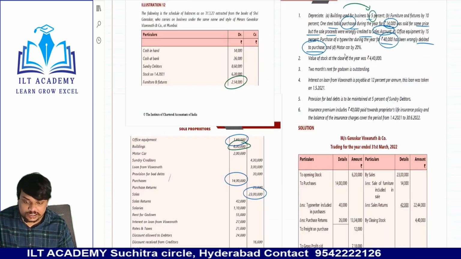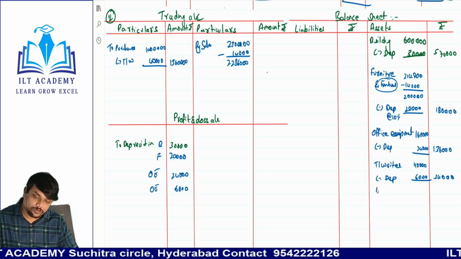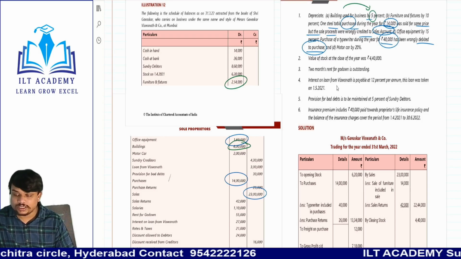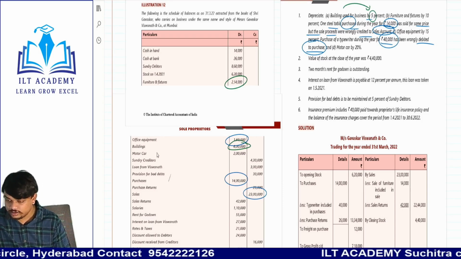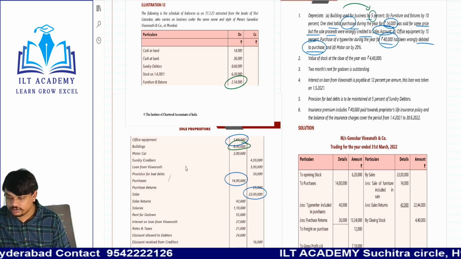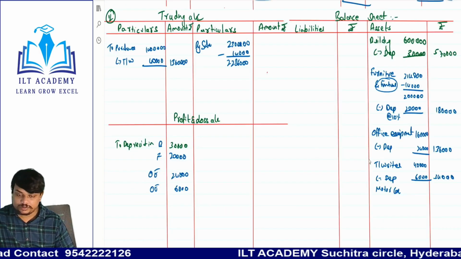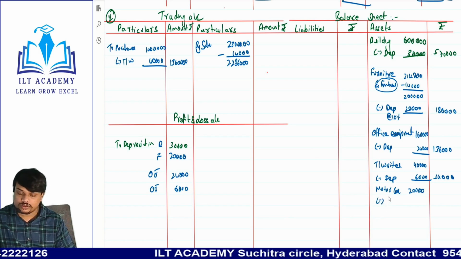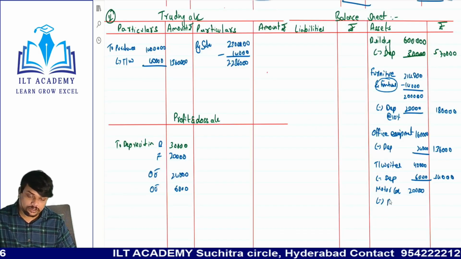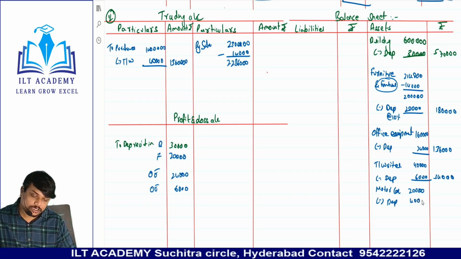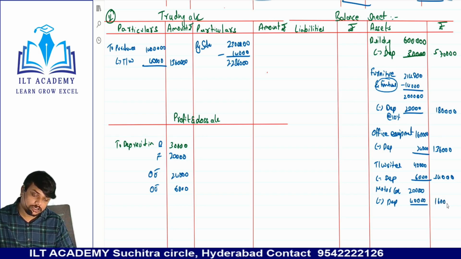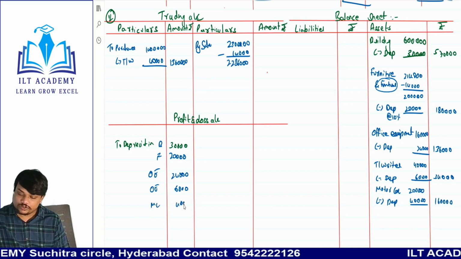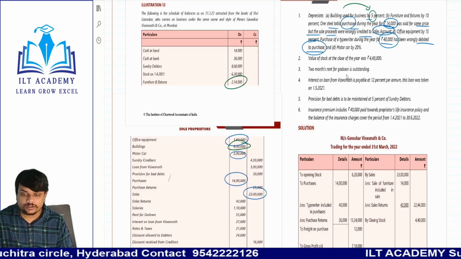After office equipment, what is there? Motor car at 20%. Motor car is 2 lakhs. Depreciation at 20% is 40,000, leaving 1,60,000. This motor car depreciation is 40,000. Done. Next is what?